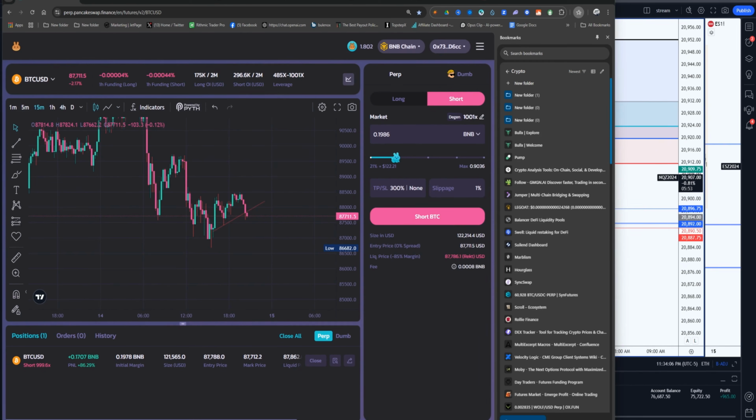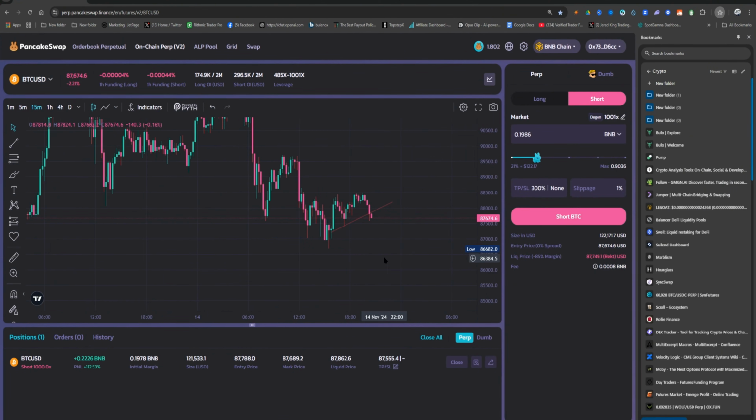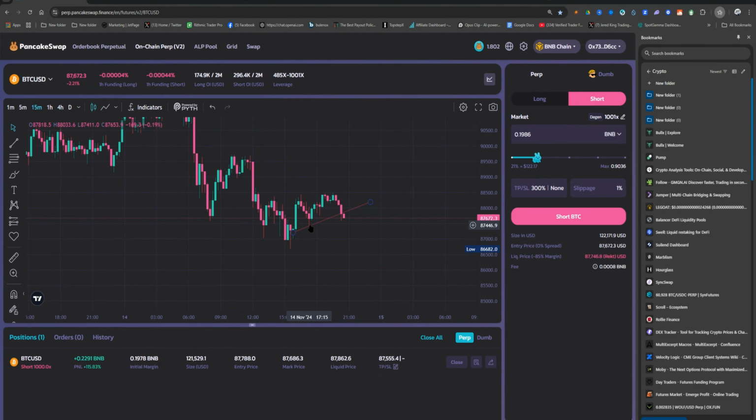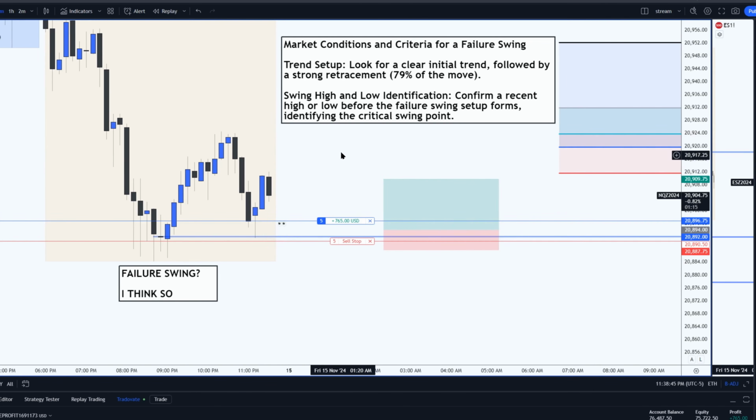You can also trade this same kind of way on Bitcoin. It works very well on Bitcoin. This trade right here, when it came down here, I also caught that move up. Market conditions that will help identify these and make it high odds trade. You're going to want to see a trend forming.